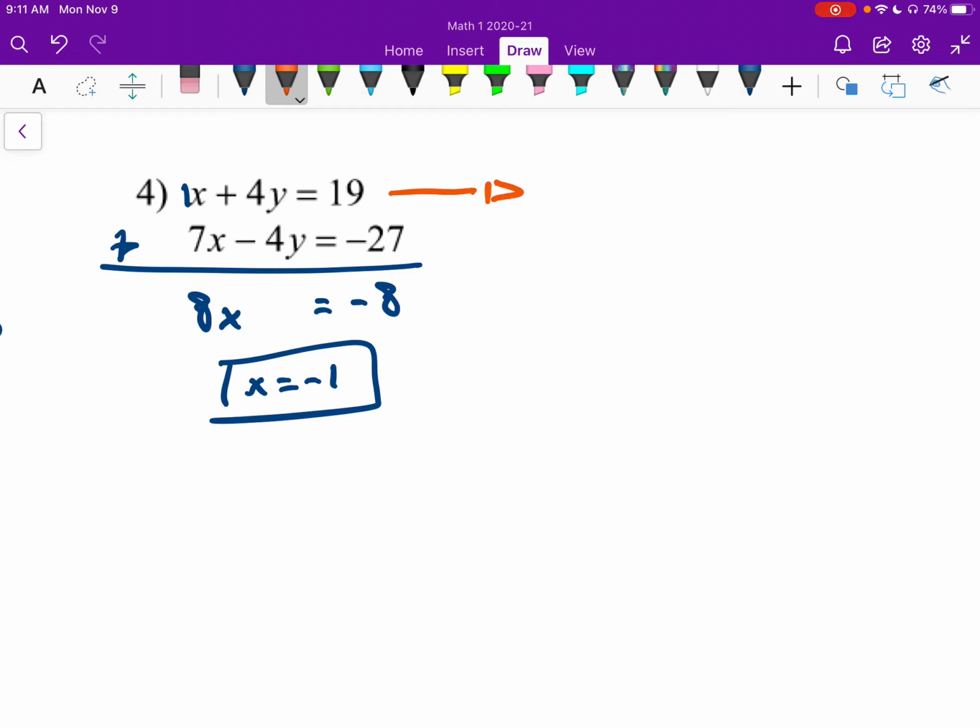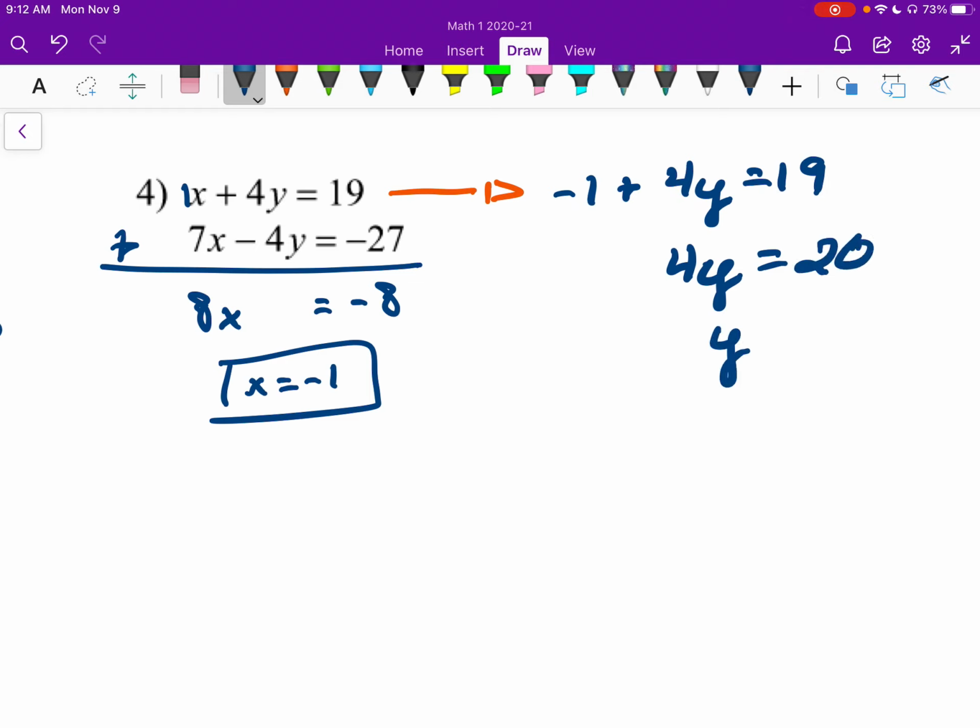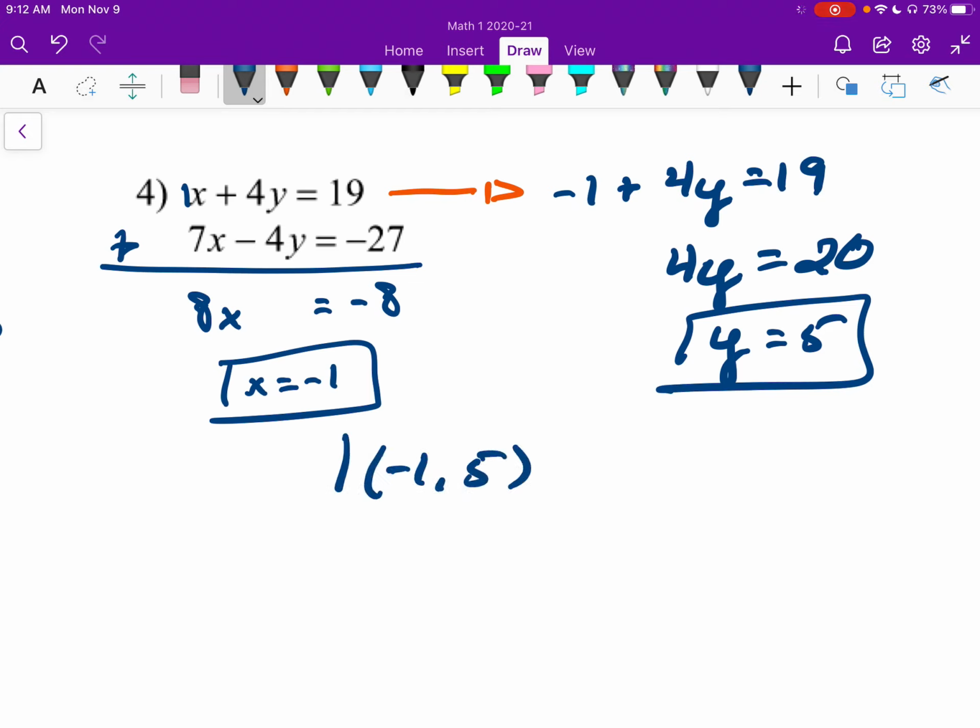I'm going to plug into the top one. Again, it doesn't matter which one you pick. They will give you the same answer. One of them might be a little bit easier to do the algebra on, though. So I plug in negative 1. I'm going to have negative 1 plus 4y equals 19. This is the same thing as 4y is 20 and y is 5. So I have the point negative 1, 5.